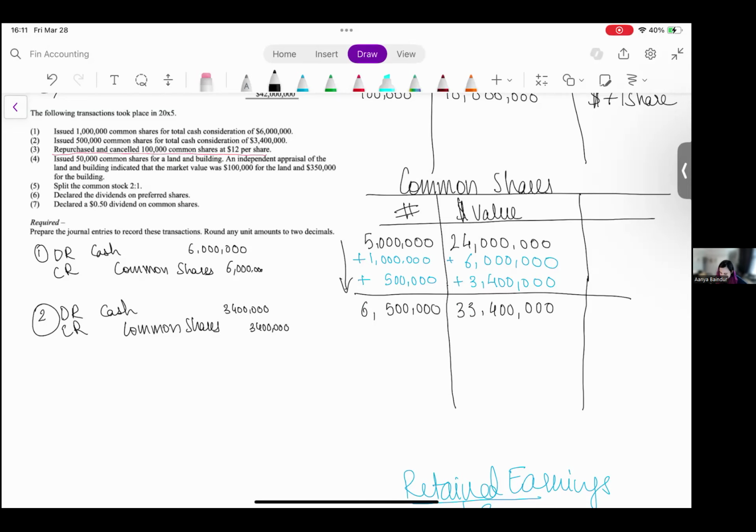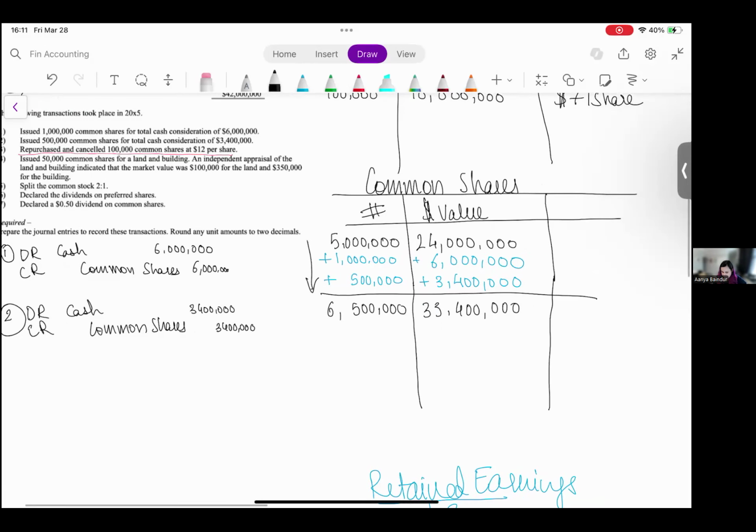Now that we know the total dollar value and we know the number of shares, we can easily find the average share price by dividing this figure by this. So 33,400,000 divided by 6,500,000 gives us an average share price of about $5, and it says round it up to 2 decimals, so that is 5.14. So that's $5.14 per share.